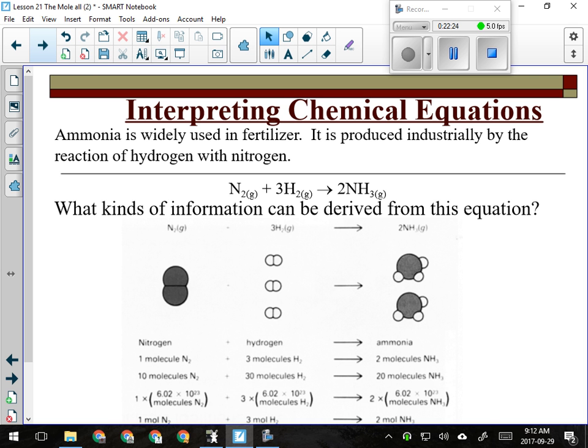So this could mean literally 1 molecule of nitrogen gas plus 3 molecules of hydrogen gas gives 2 molecules of ammonia. Or it could mean 1 mole of nitrogen gas reacts with 3 moles of hydrogen gas to give 2 moles of nitrogen trihydride or ammonia. Okay, it could be that as well, right? It's just telling us the ratios of everything.